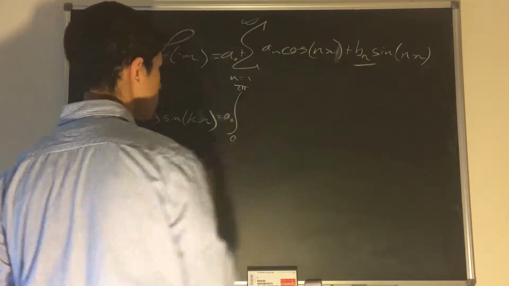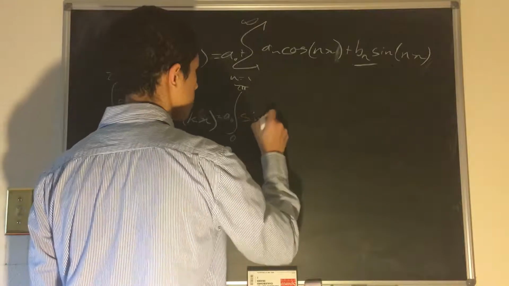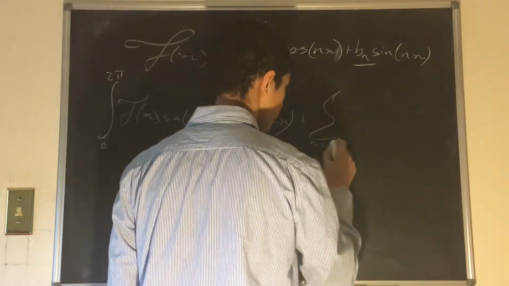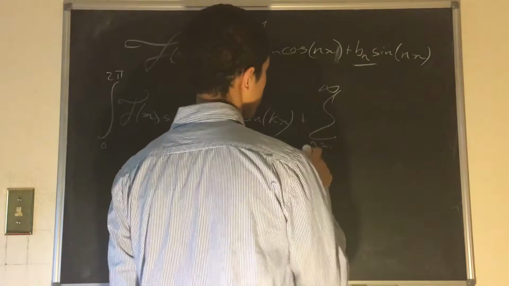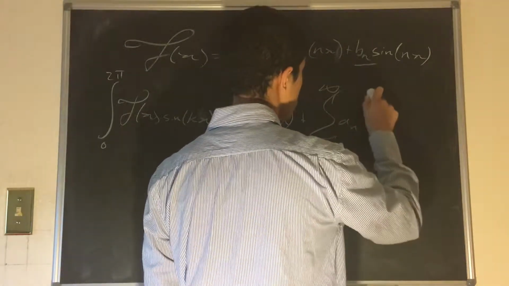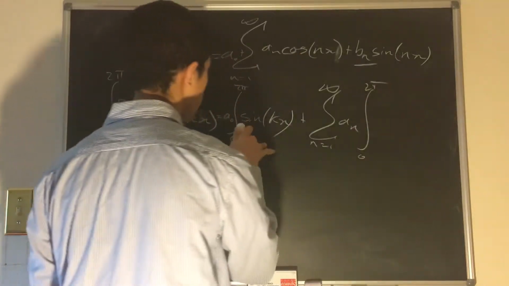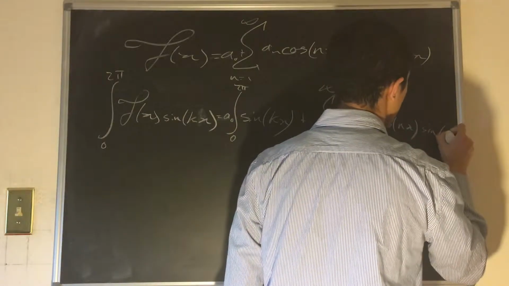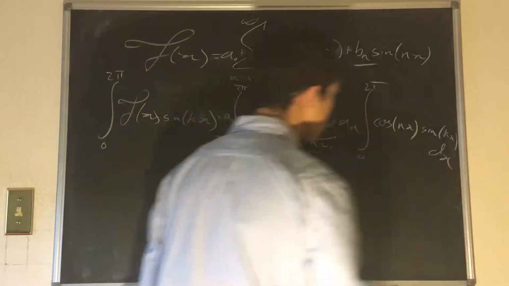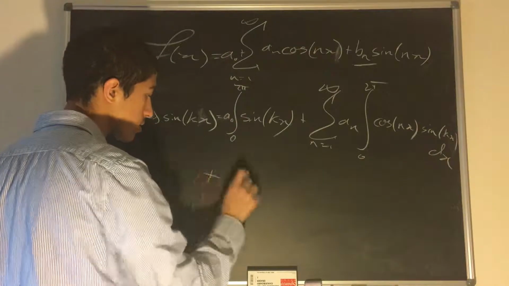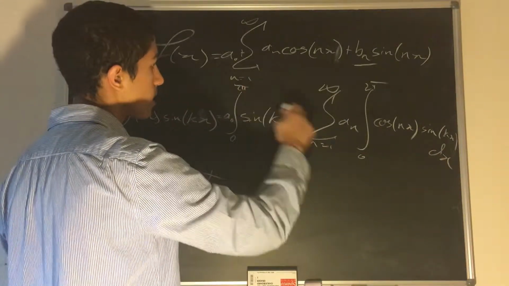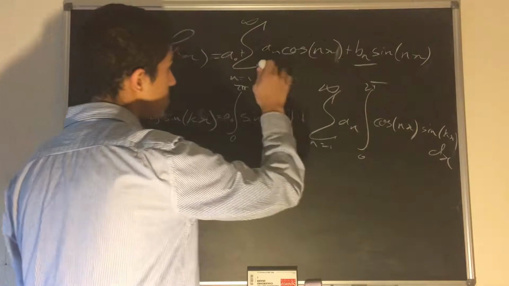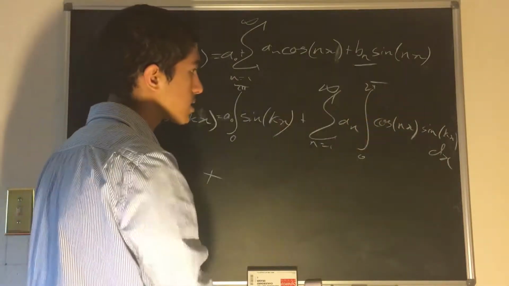a0 times the integral from 0 to 2 pi of sine kx, plus the infinite sum from n equals 1 to infinity of a sub n times the integral from 0 to 2 pi of cosine nx times sine kx dx. What I'm doing here is factoring out the an and taking the sum outside of the integral, which is valid, and leaving the cosine nx times the sine kx, and I'm integrating that part.